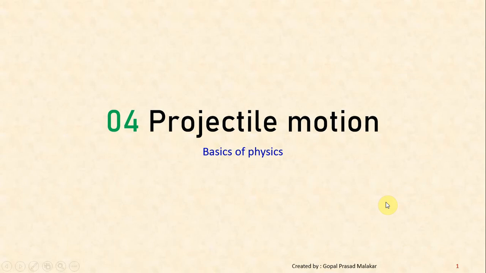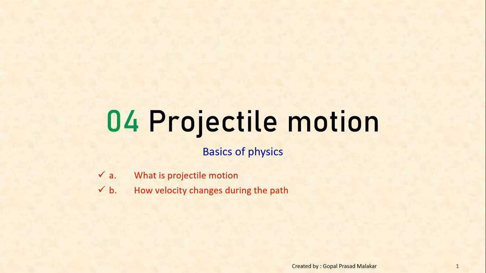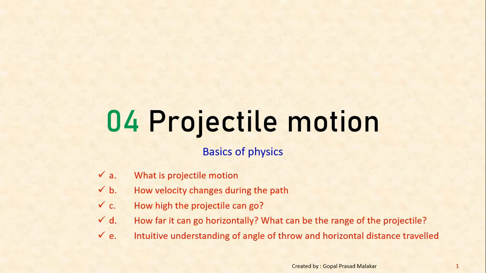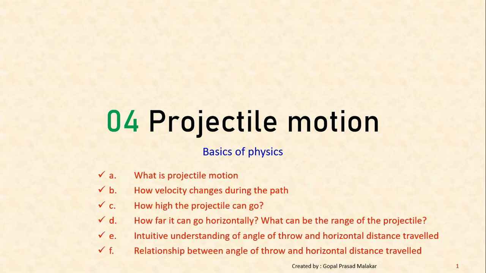In this video, I'm going to talk about projectile motion. So you'll understand what is projectile motion, how velocity changes during the path, how high the projectile can go, how far it can go horizontally, what can be the range of projectile, intuitive understanding of angle of throw and horizontal distance traveled. And we are going to understand the relationship between angle of throw and horizontal distance traveled.